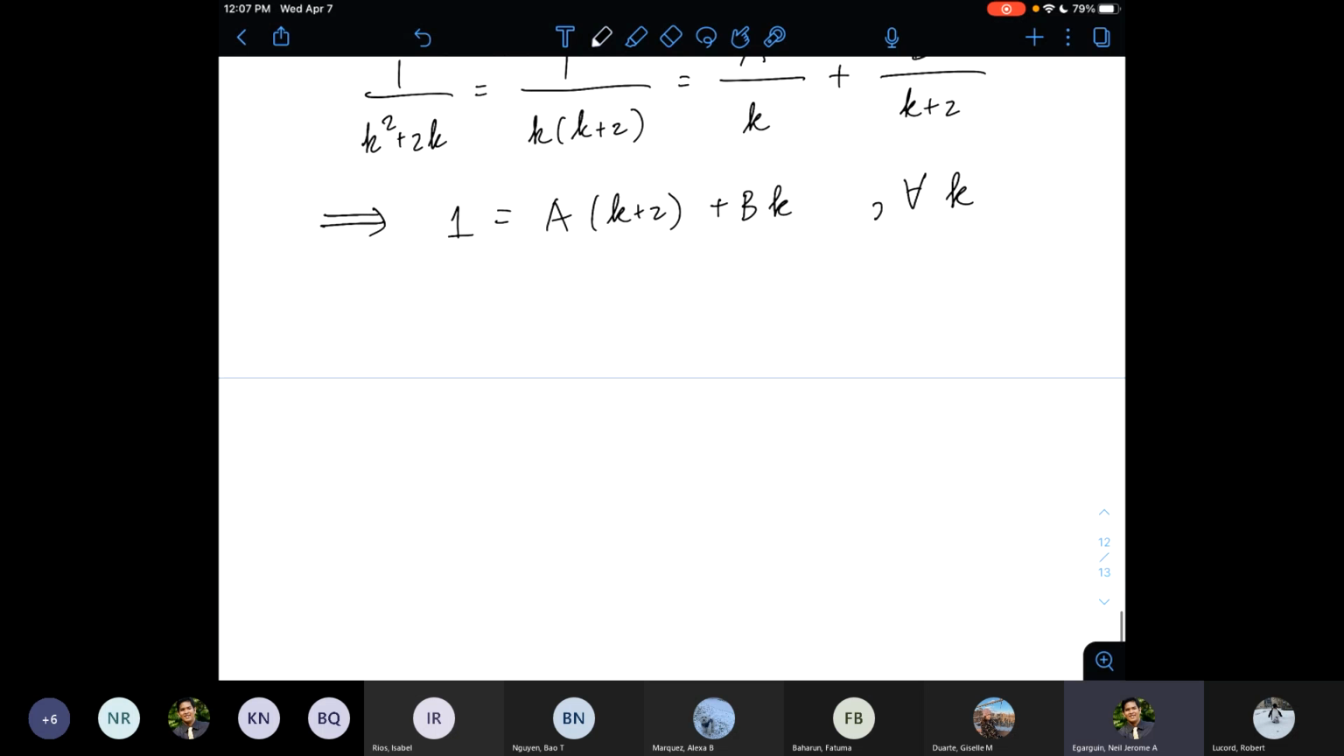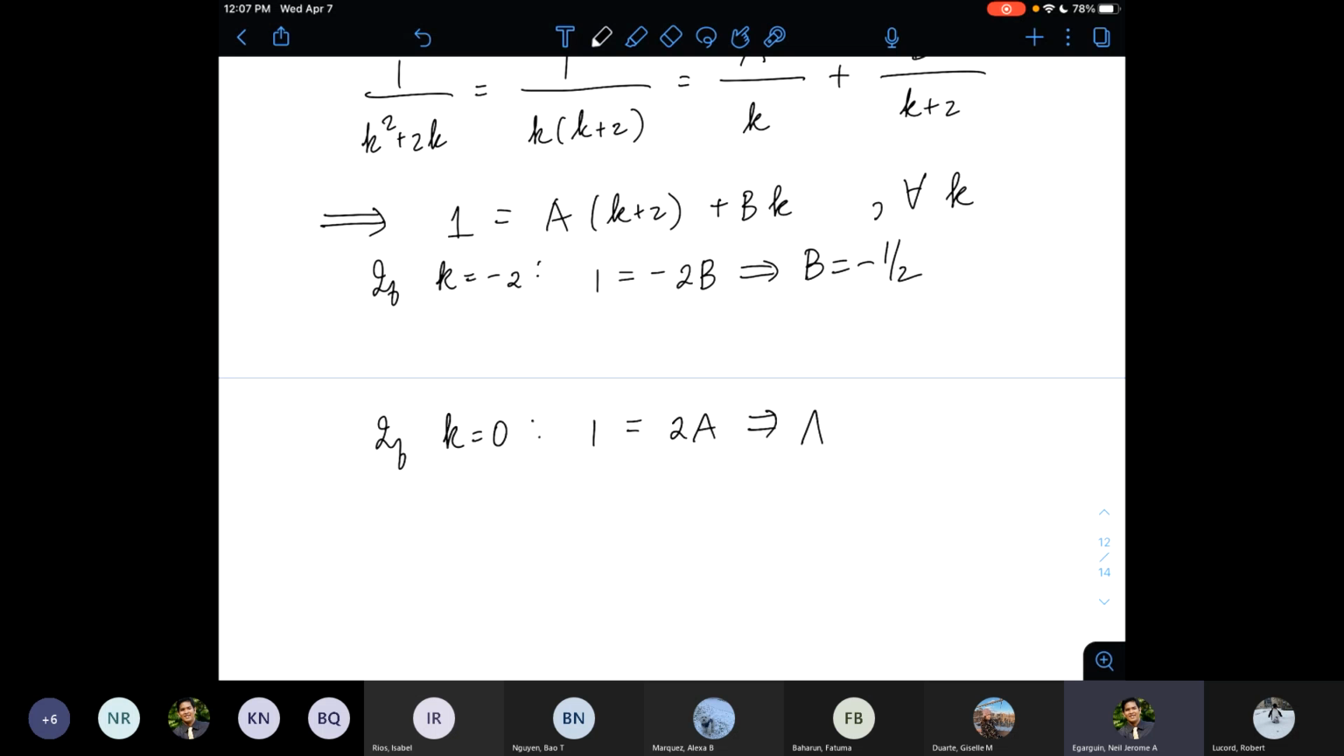So let's take advantage of that fact. I can give killer values for k. I can choose k to be equal to -2. So that means 1 is equal to -2b, implying that b is -1/2, right? And then what's the other killer value? If k is 0, we'll get 1 equals 2a, meaning a is equal to 1/2.